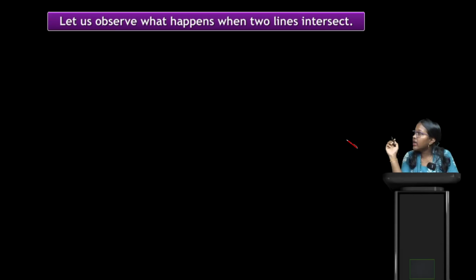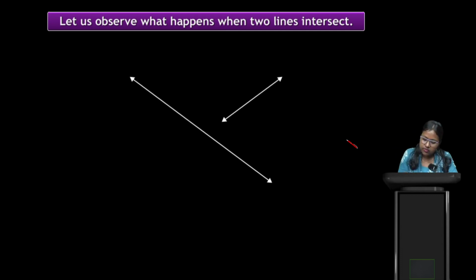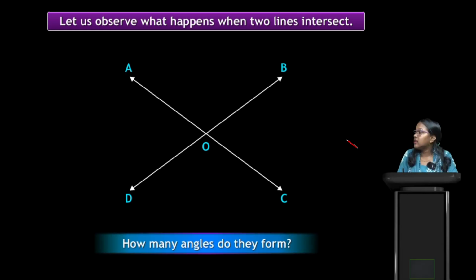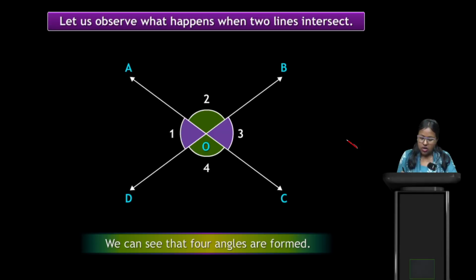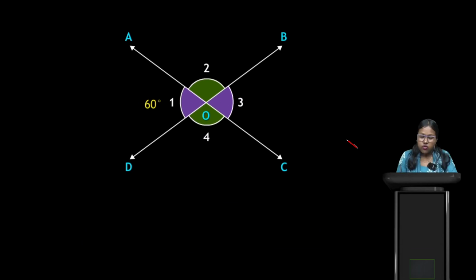Now they are asking, let us observe what happens when two lines intersect. So what will happen when two lines intersect each other? So let's see. Here you can see two lines, both of them are intersecting each other. Okay. How many angles do they form? Can you tell? 1, 2, 3, 4. Total four angles are there. We can see that four angles are formed.